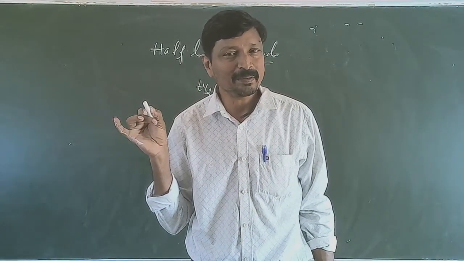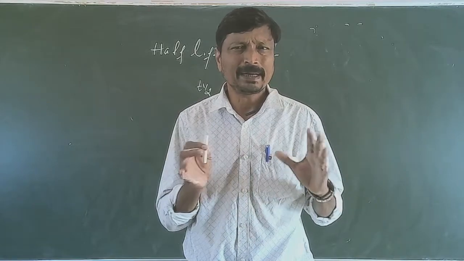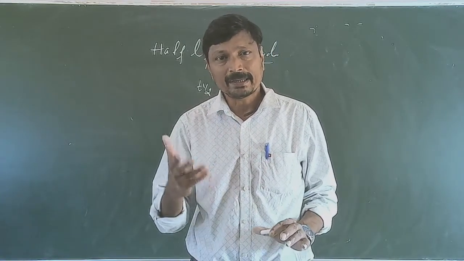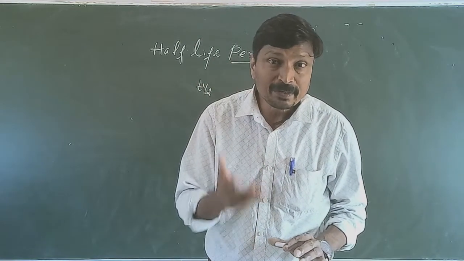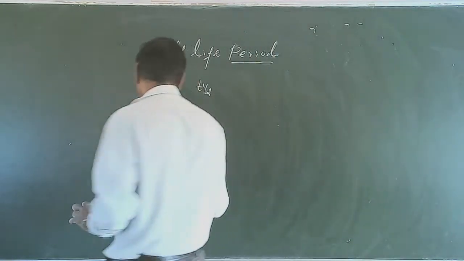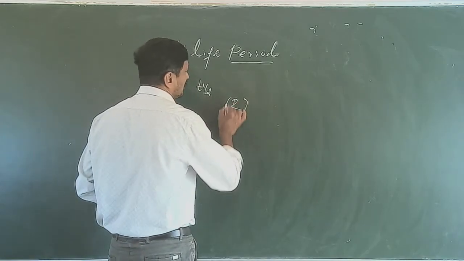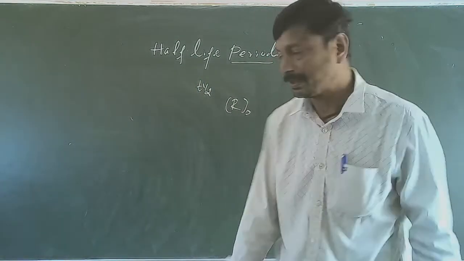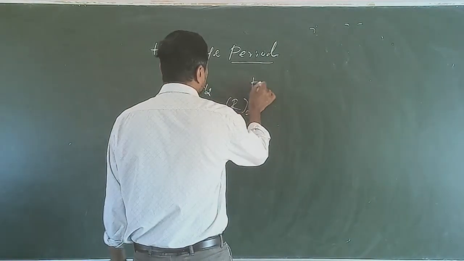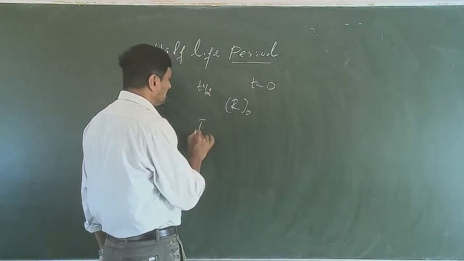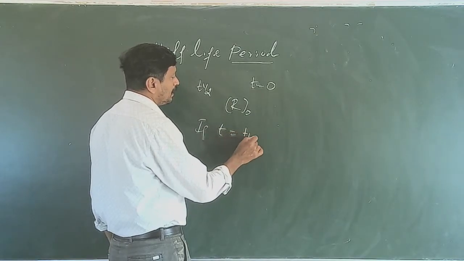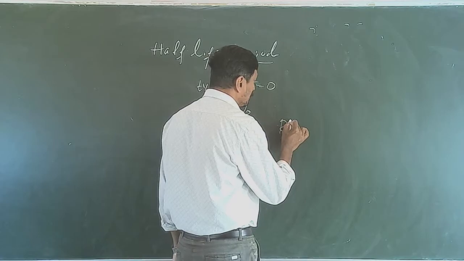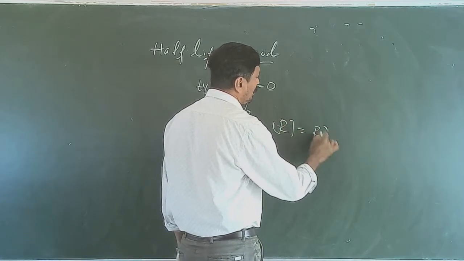What is the half-life period? It's a time in which the concentration of the reactant is reduced to half of its initial concentration. You know what the initial concentration is? We write it as R naught. R naught is the initial concentration when t is equal to 0. If t is equal to t half, R is equal to R naught by 2.